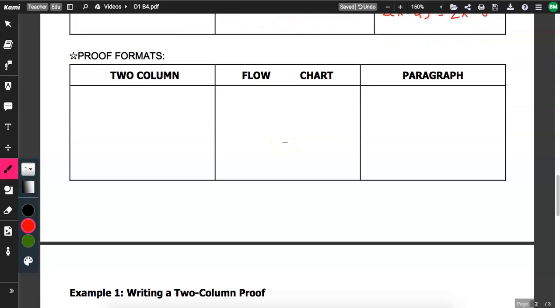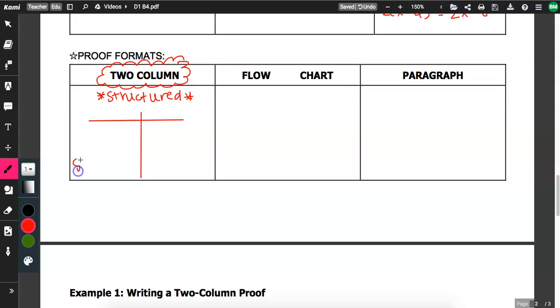So in general, you have 3 formats for a proof. We use 2-column proofs in this class. That's our big focus. A 2-column proof is very structured, and it literally is made up of 2 columns, a T-chart.